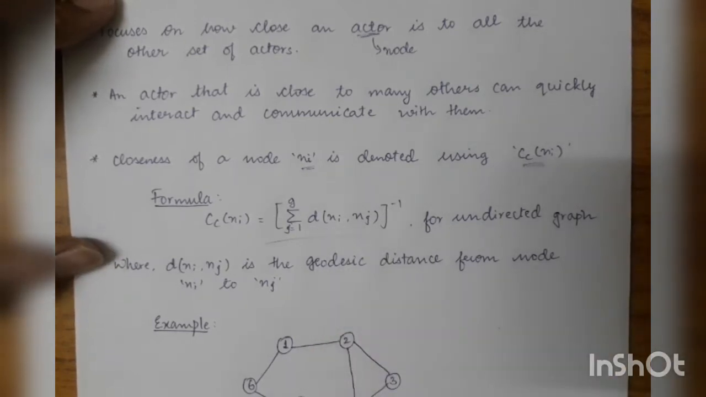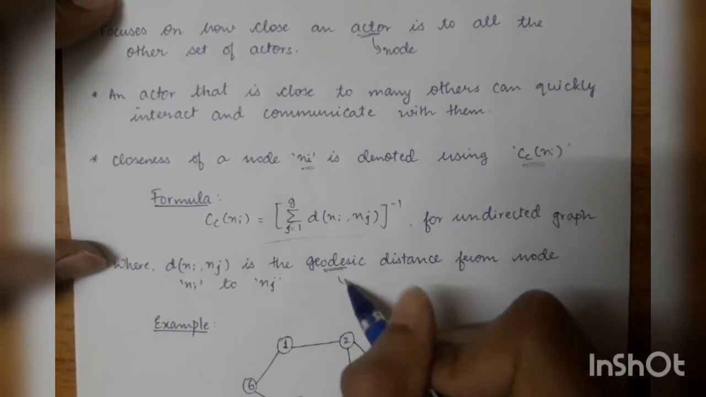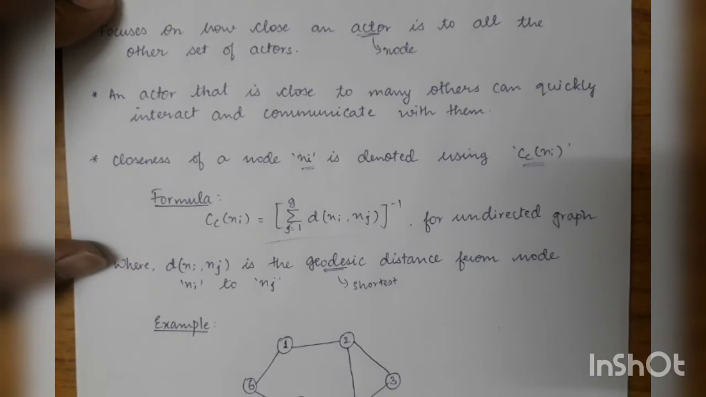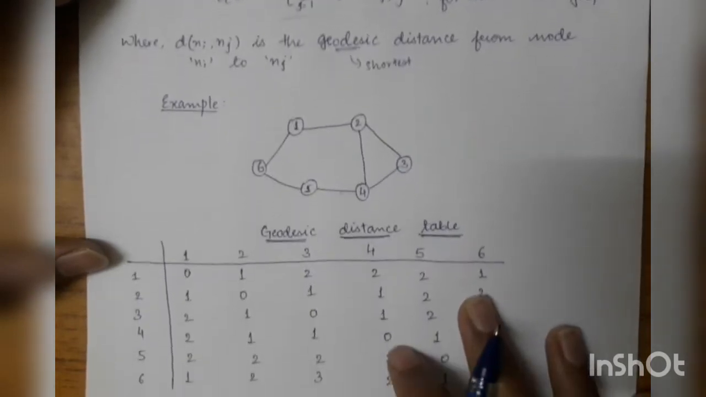dNij is nothing but the geodesic distance from node Ni to Nj. What is geodesic distance? This term basically means the shortest distance in a graph from node Ni to Nj. Geodesic distance is the shortest distance. Now let's have a look at an example so it'll become more clear.